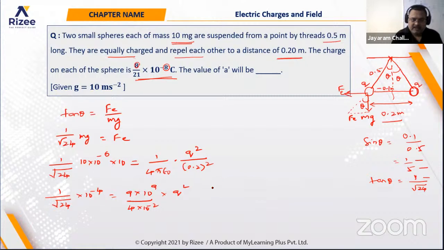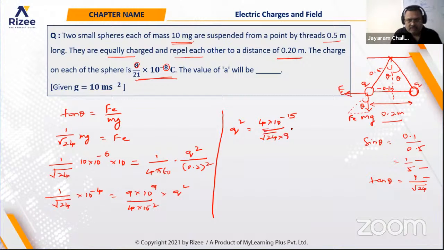Now take everything to the other side, and you can go for solving. That means your q square value will be 4 into 10 to the power of minus 15 by root 24 into 9. On solving this, you should be getting the value of q, and compare it with the given values to see whether they are right or wrong. Most probably you should be getting 10 power minus 15, you can rearrange it to 10 power minus 16 so that it can come down to 10 power minus 8. So this is how you can find the charge.